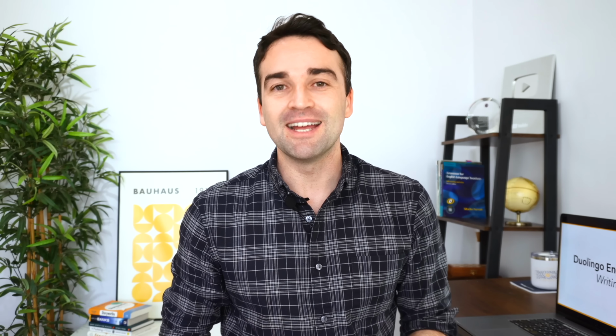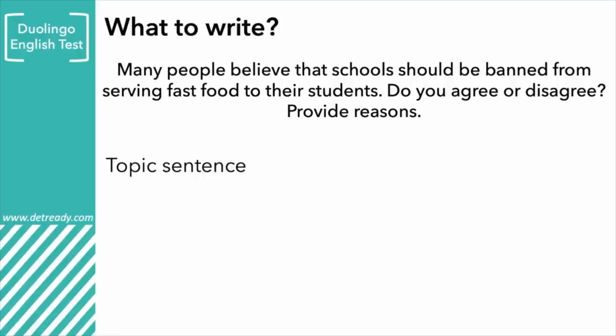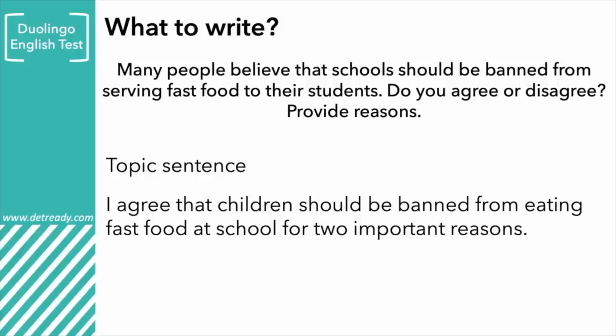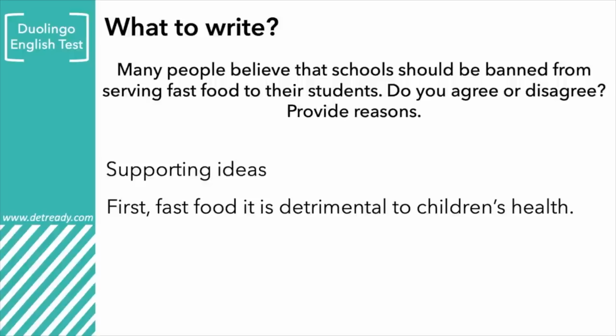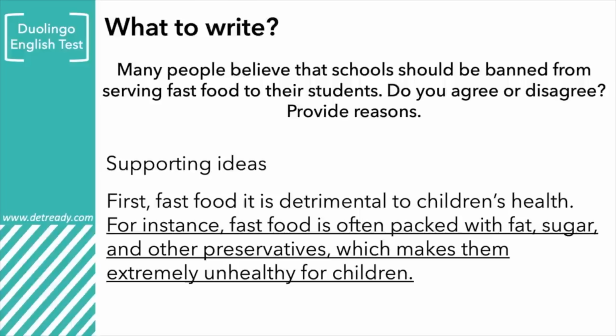This is the structure I teach my students, so let me show you how it's done here. Okay, so a topic sentence could be something simple like this. I agree that children should be banned from eating fast food at school for 2 important reasons. First, fast food is detrimental to children's health. Okay, that's a good supporting idea, but of course it's not enough just by itself. Now I need to provide an example or a reason. I've gone with an example. For instance, fast food is often packed with fat, sugar, and other preservatives, which makes them extremely unhealthy for children.